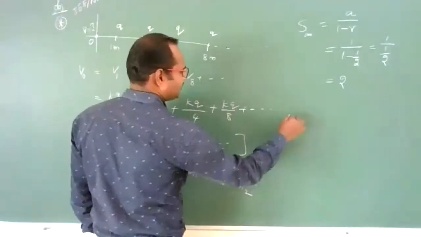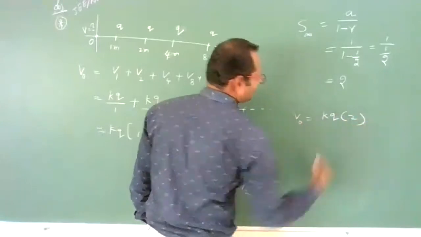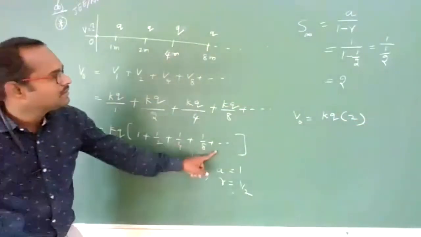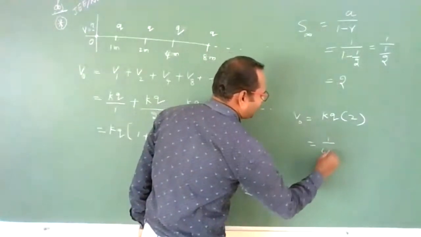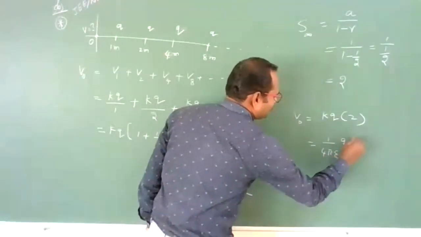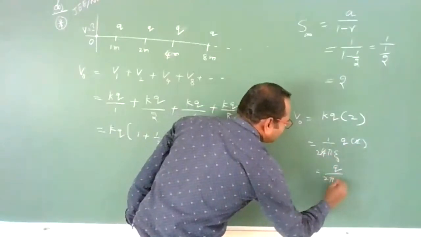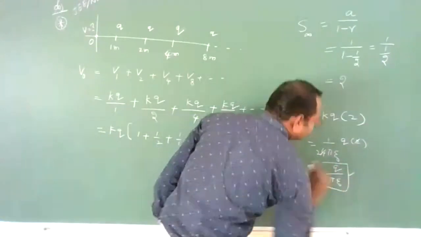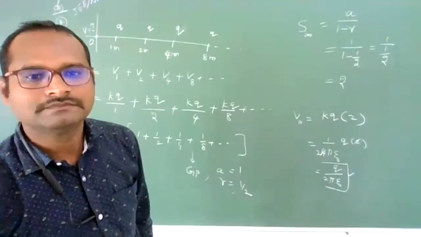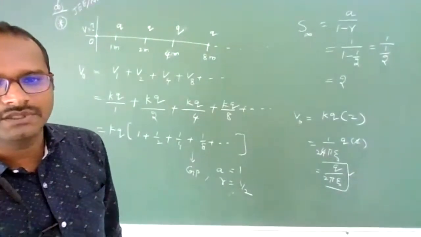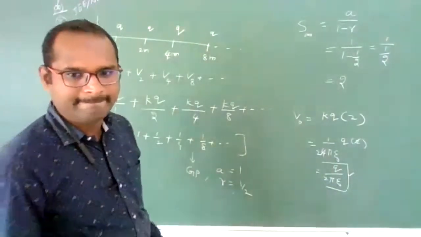So the potential at point O is equal to kq into 2. Now, what is the k value? 1 by 4 pi epsilon naught. So q into 2, the 2 cancels, and you will get q by 2 pi epsilon naught. Yes, this will be the answer. Any doubt in that? Clear, students? Like this, you may get some objective questions on this topic.